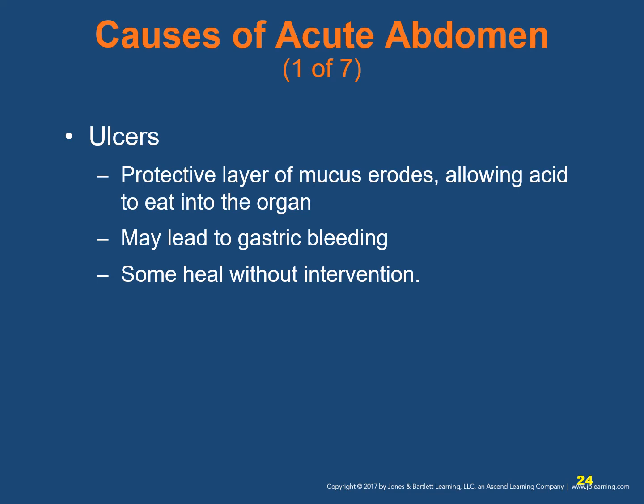If the erosion is severe, it can lead to gastric bleeding. Peptic ulcers affect men and women equally, but do occur more frequently in the geriatric population. It is usually described as burning, gnawing pain in the stomach that subsides or diminishes immediately after eating. Nausea, vomiting, belching, and heartburn are common symptoms. Some ulcers heal without intervention.